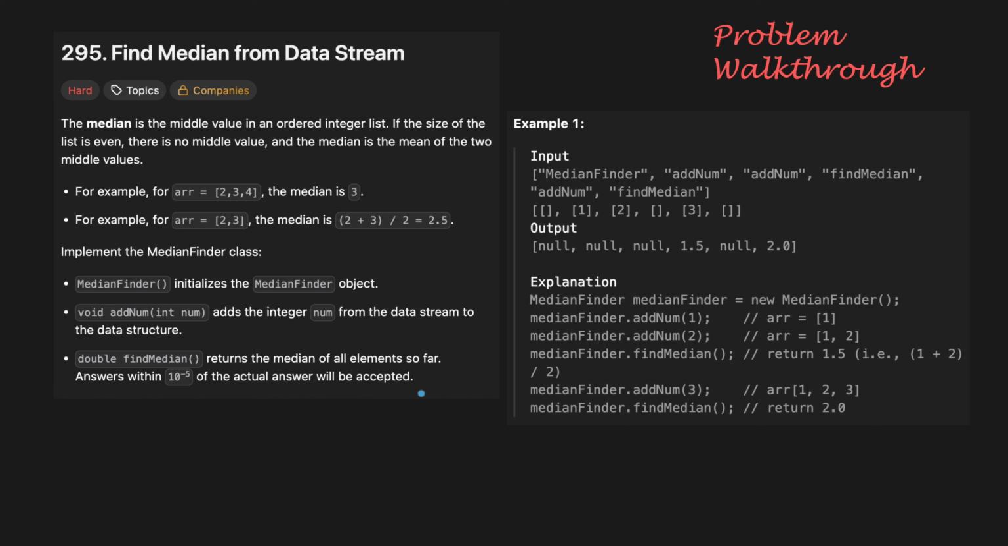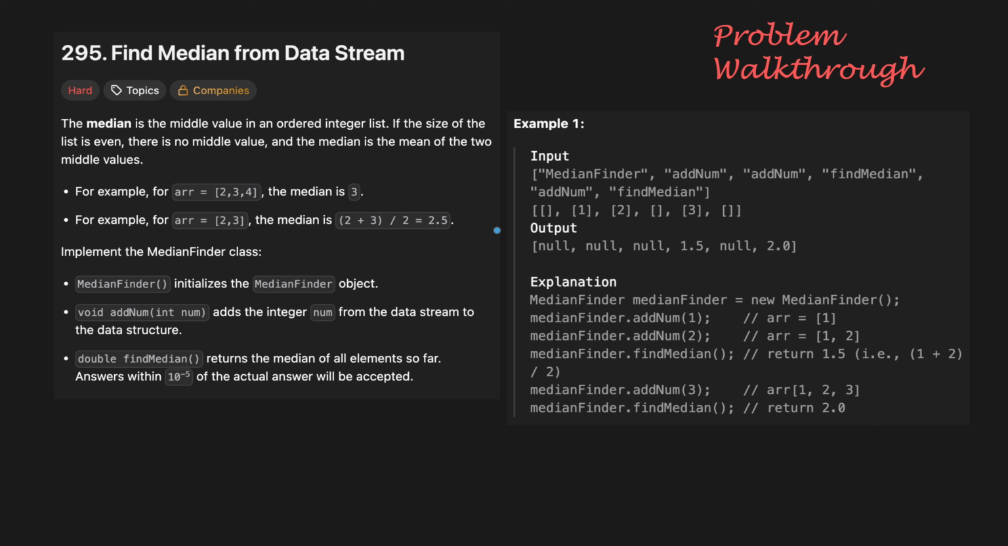Now, resuming the problem, the median, as you might remember, is the middle value in a sorted list of numbers. If the list has an odd number of elements, like we have here, the median is the single middle element, which is 3 here. But if the list has an even number of elements, like this one, then the median is typically the average of the two middle elements. So here we have (2 + 3) / 2 = 2.5.